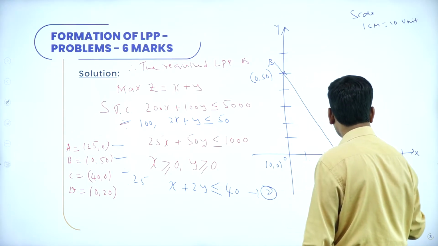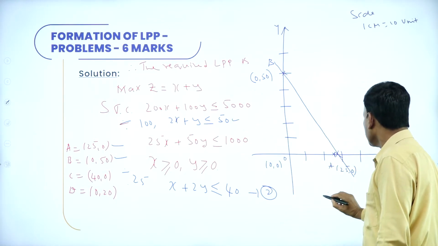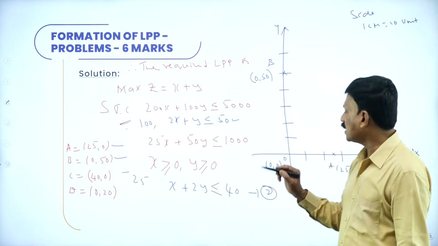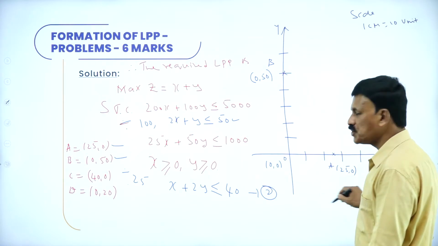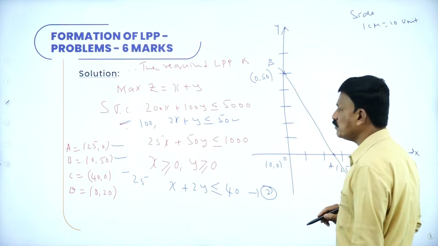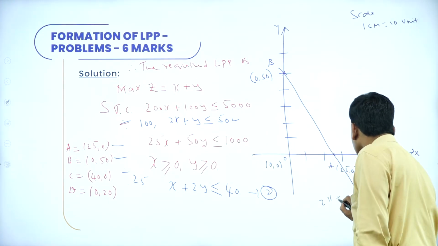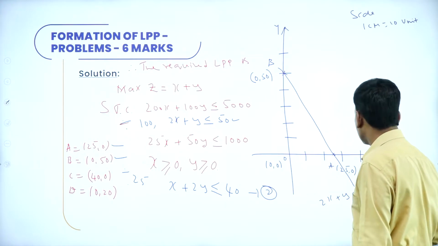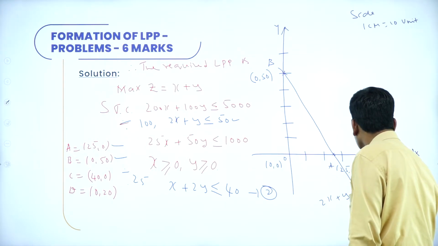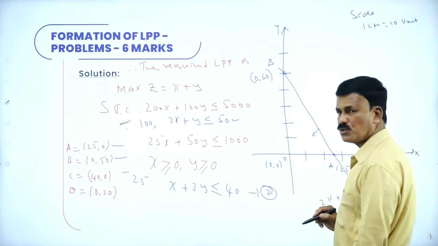What is this line? The first line is 2x plus y. I will draw the line again, just joining these two points A and B. This is AB. What is the line? The first line, 2x plus y is less than or equal to 50. Less than means the feasible region is towards the origin.